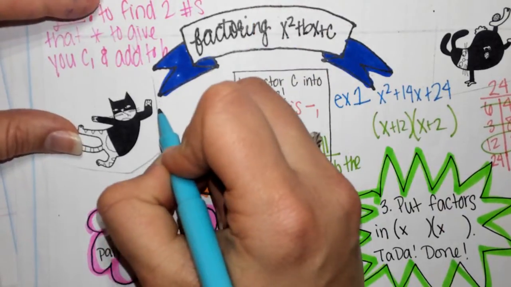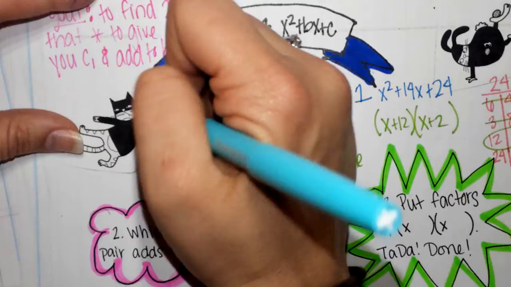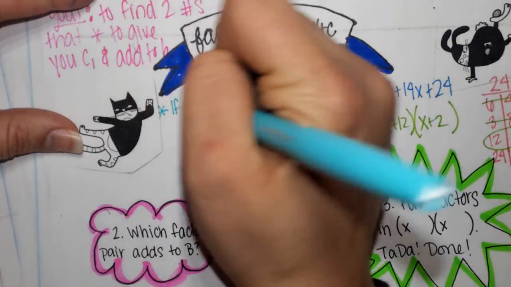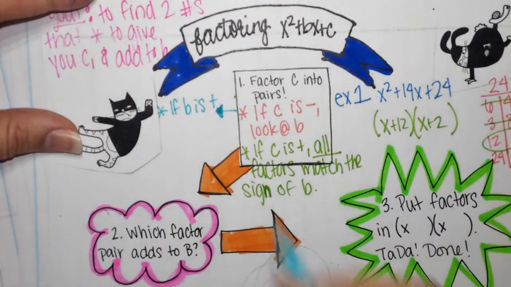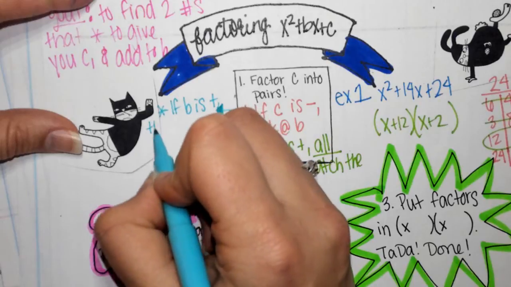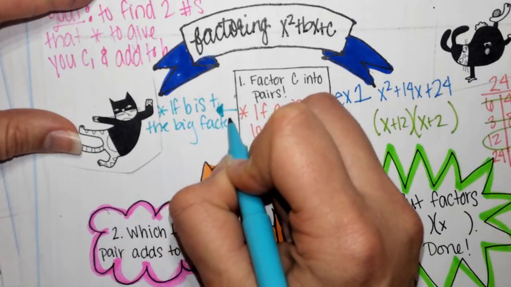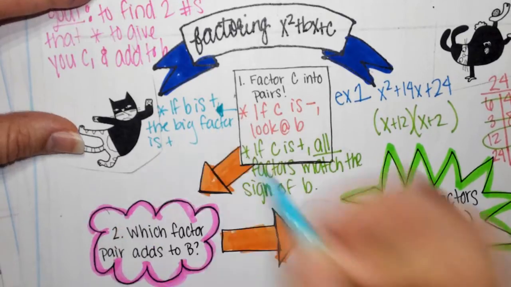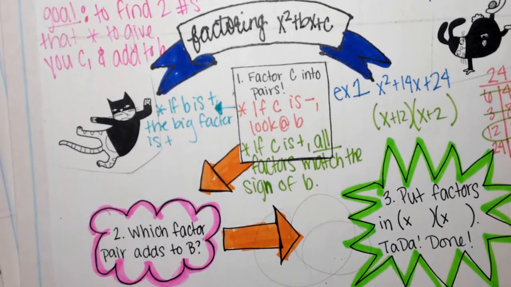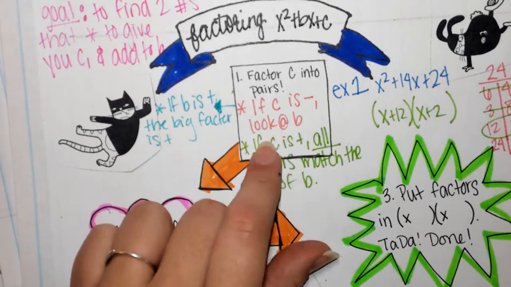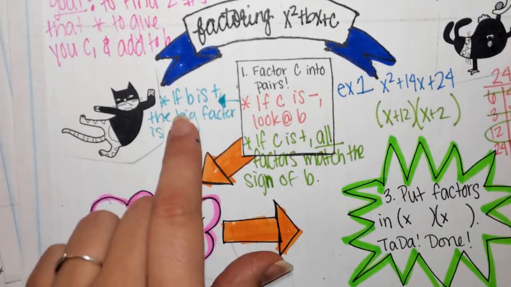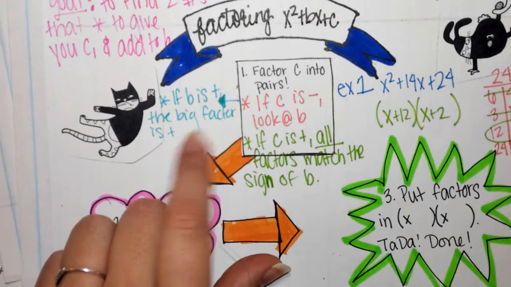Alright, so your first rule, if B is positive, the big factor is positive. So if C is negative, look at B. So then if B is positive, the big factor is positive.